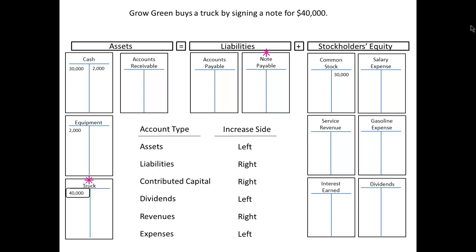Now for note payable. What type of account is it? Liability. What is the increase side for a liability? Right. Did the transaction cause note payable to increase or decrease? Note payable increased when Grow Green signed the note promising to pay. Since the note payable increased, we'll record the $40,000 on the increase side, that is, the right side of the note payable account. We have $40,000 on the left side of the truck page and $40,000 on the right side of the note payable page. The equation is in balance.